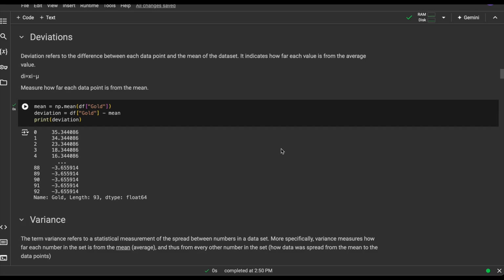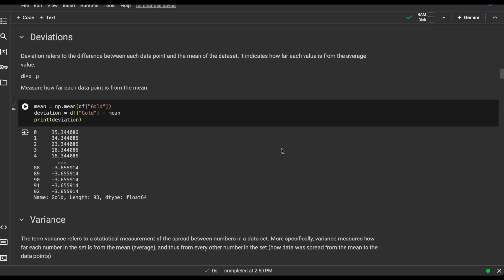Next, the deviation refers to the difference between each individual data point and the mean, the average of the dataset. It tells us how far each value is from the average value. Why do we use the deviation? Understanding the deviation helps to identify the distribution of the data points relative to the mean. It highlights the patterns of outliers and the variation within the dataset, which is crucial for many statistical analyses and decision-making processes.